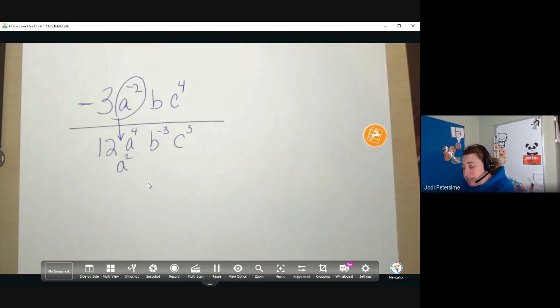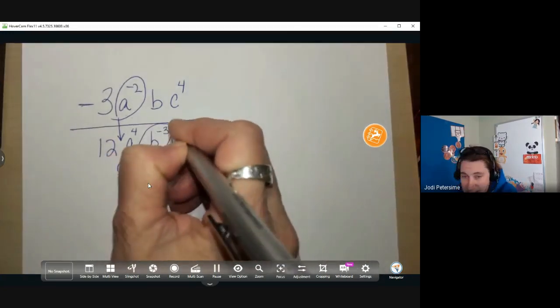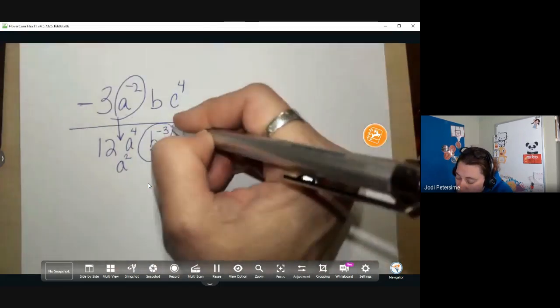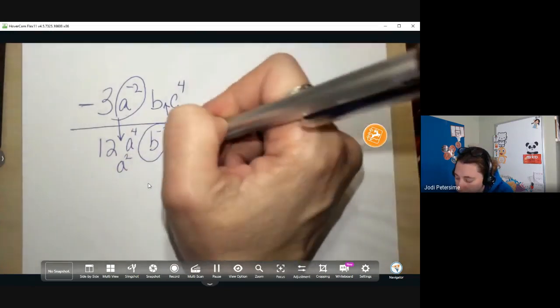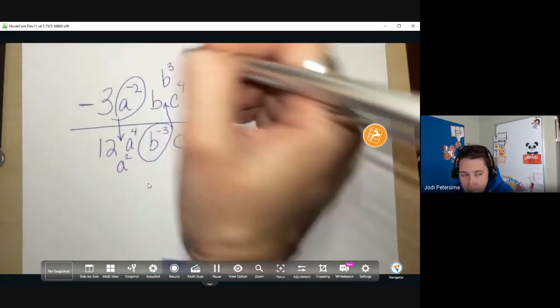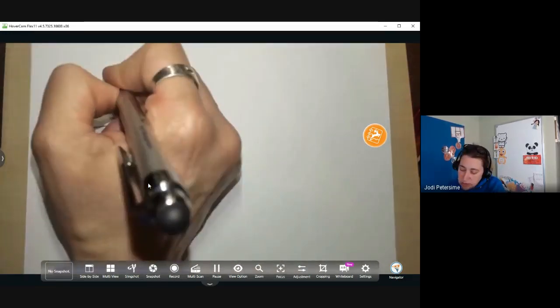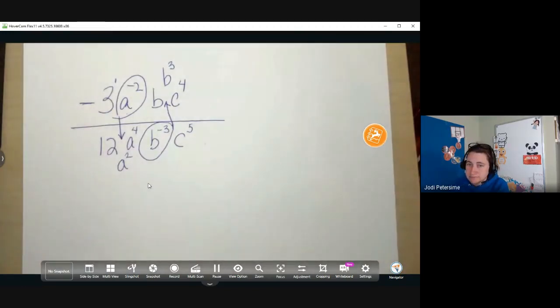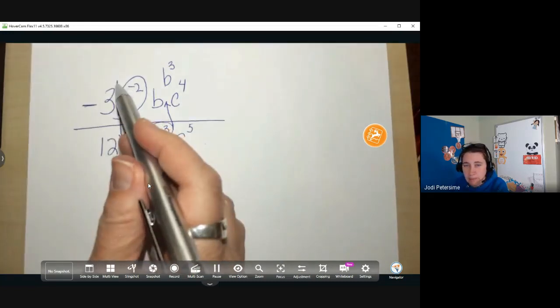Now, I have my b to the negative third. It is in the bottom bunk, and it does not like to sleep in the bottom bunk. So it's going to move up. And once it moves up, it will become a positive exponent. And so this, the negative 3, is only to the first power. And so you're going to go, that is happy where it is.